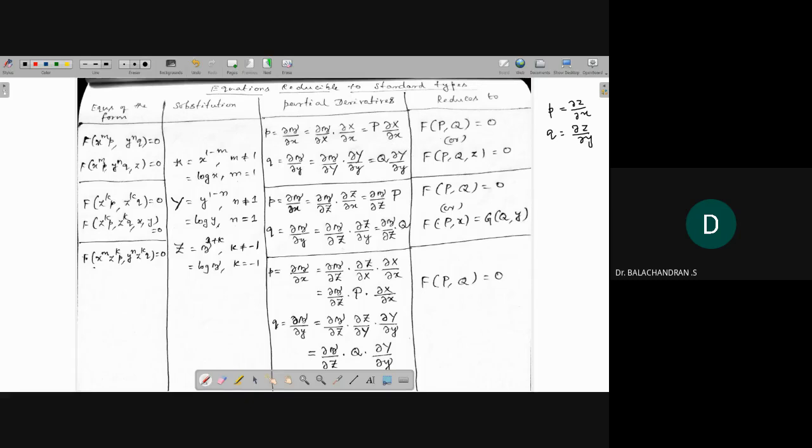If you have capital X and capital Y substitutions, and there is no substitution for capital Z, then you should use the partial derivatives for P and Q like this. Suppose if you have the substitution for Z only, then you should write the partial derivatives for P and Q like this. If you have the substitution for all the three variables, capital X, capital Y, capital Z, then you should write the partial derivatives for P and Q like this.